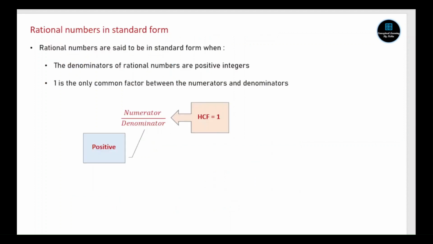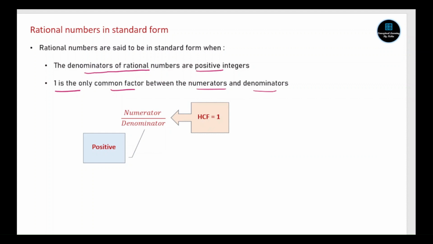Now, a rational number in its standard form. Very important thing. Two conditions must be fulfilled to write a rational number in its standard form. Now which are they? Let's understand. A rational number is said to be in its standard form when the denominator is positive, and 1 is the only common factor between numerator and denominator.